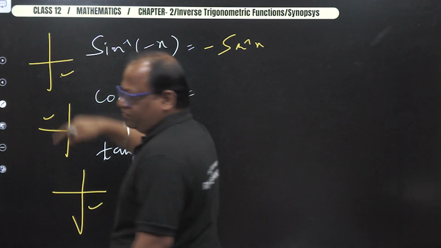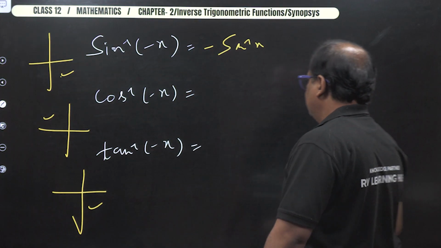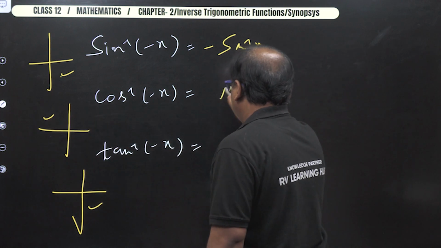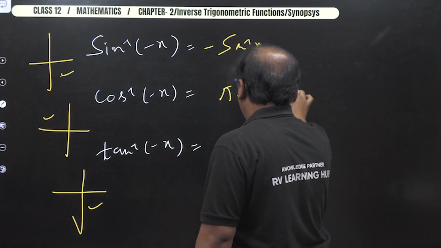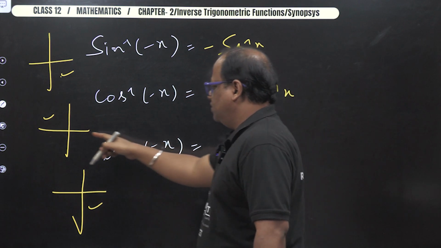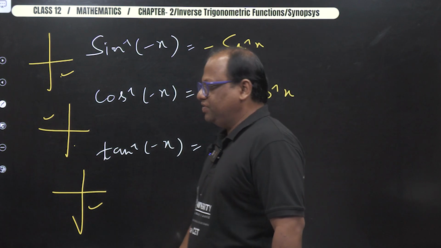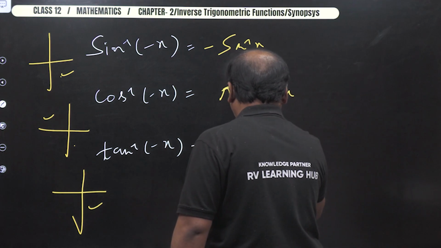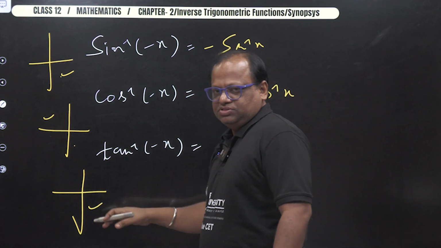So it is falling in fourth quadrant, by the way. When it is positive, it is first quadrant. Okay, that is default. Cos inverse of minus x, second quadrant. So we call it pi minus cos inverse of x. Remember, you have to remember this. Pi minus cos inverse of x. And this fellow is negative tan inverse of x, because we are going in the opposite direction.